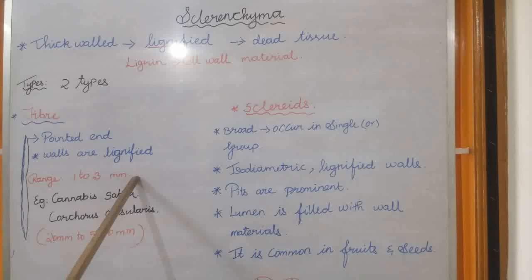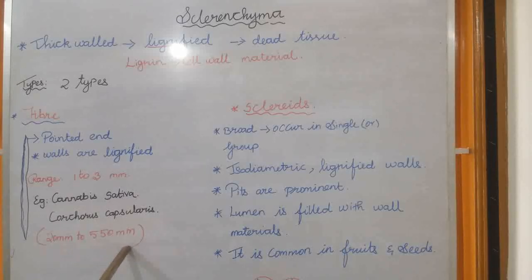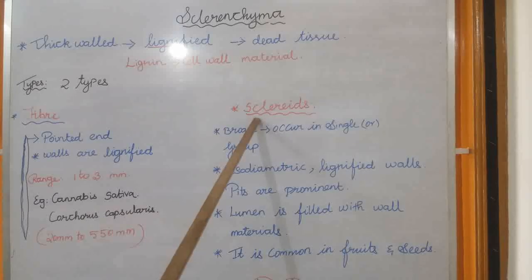But in one or two exceptional cases, the range is between 20 millimeters to 550 millimeters. For example, in Cannabis sativa and Corchorus capsularis, the length of fiber may be 20 to 550 millimeters. This is one type of sclerenchyma.